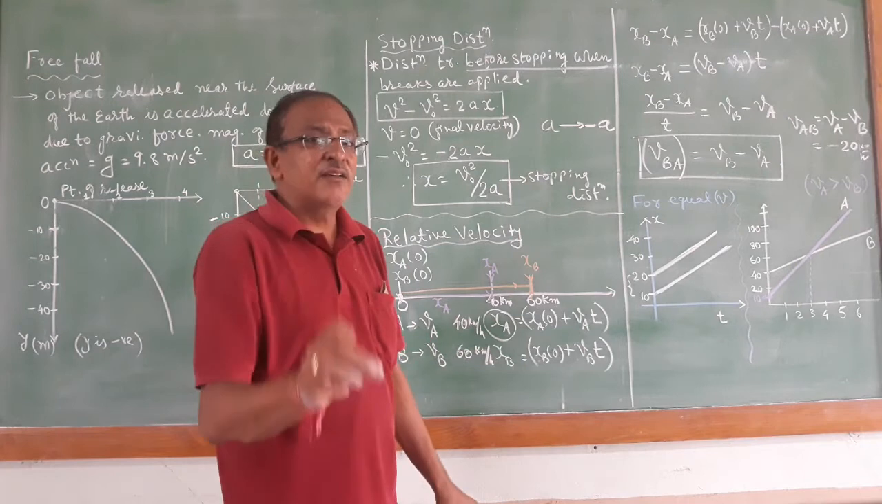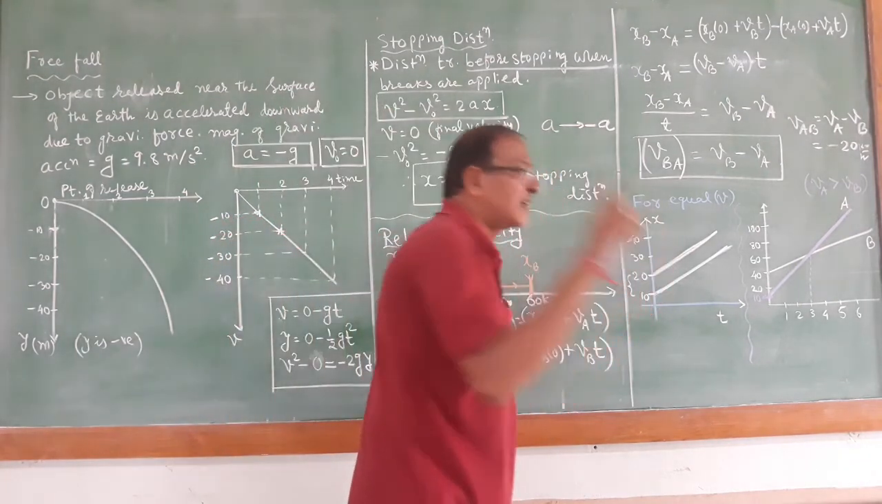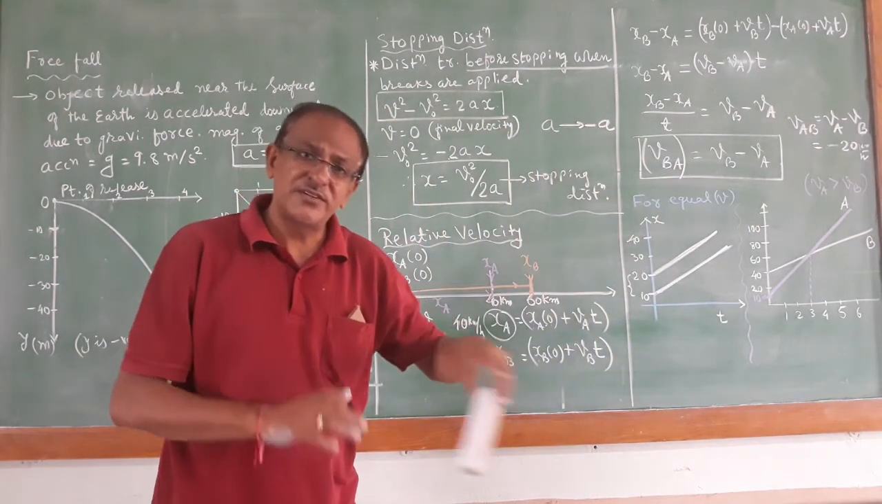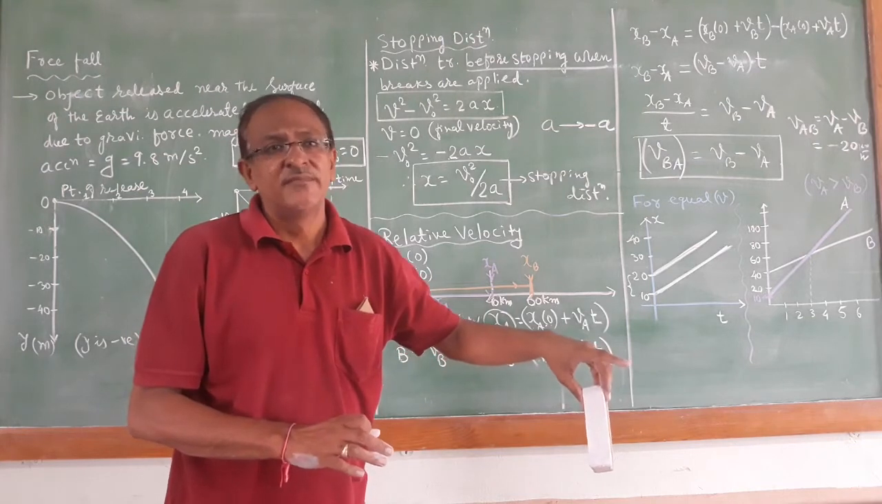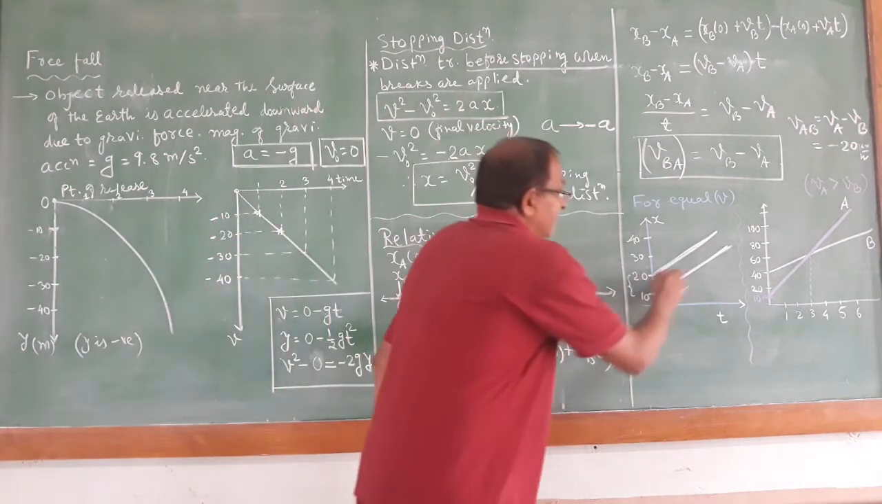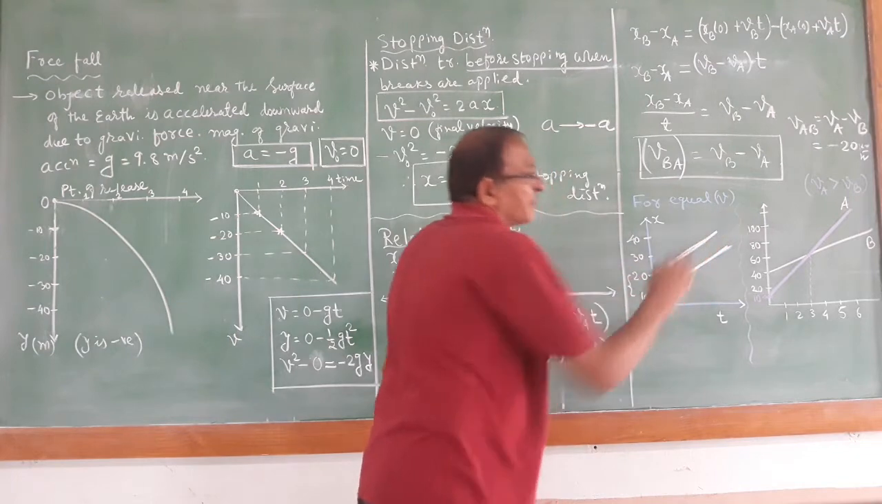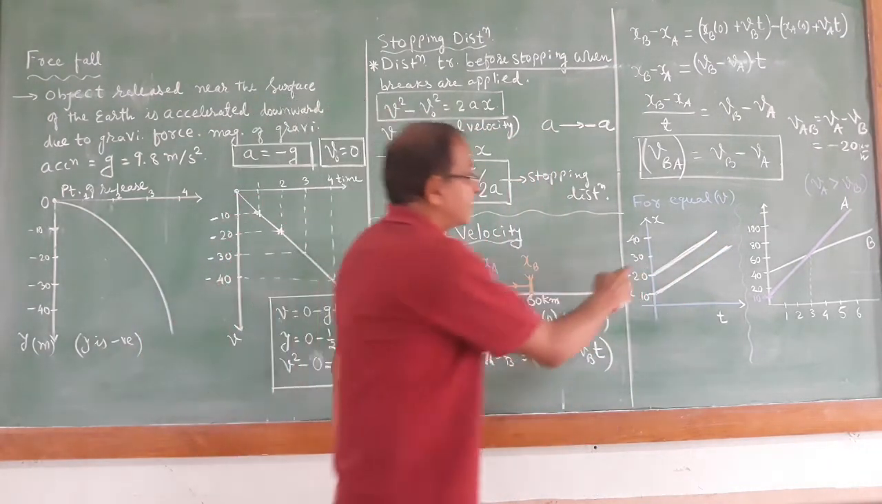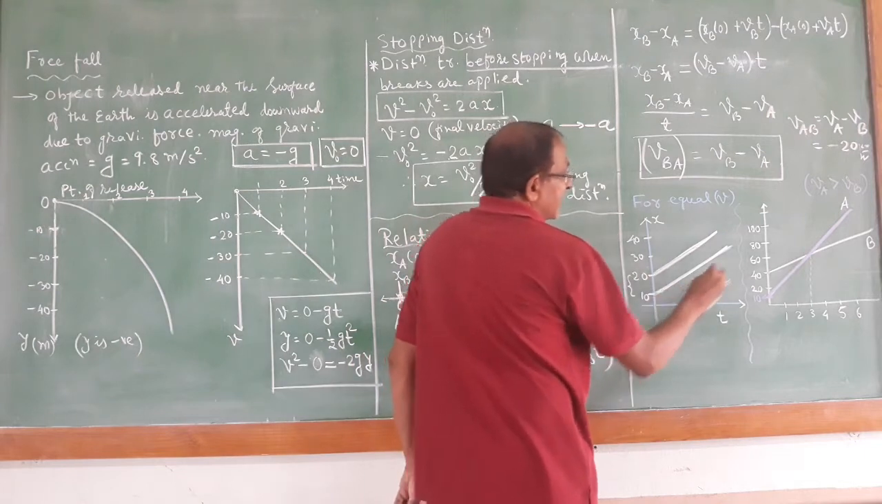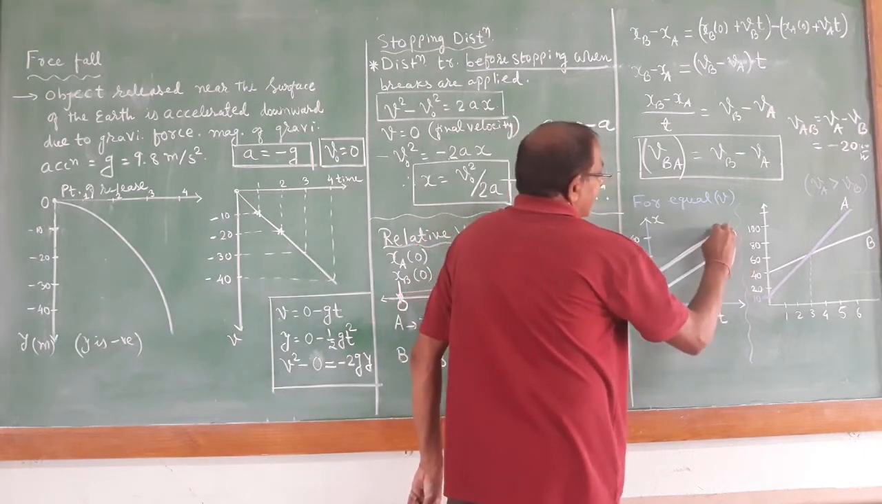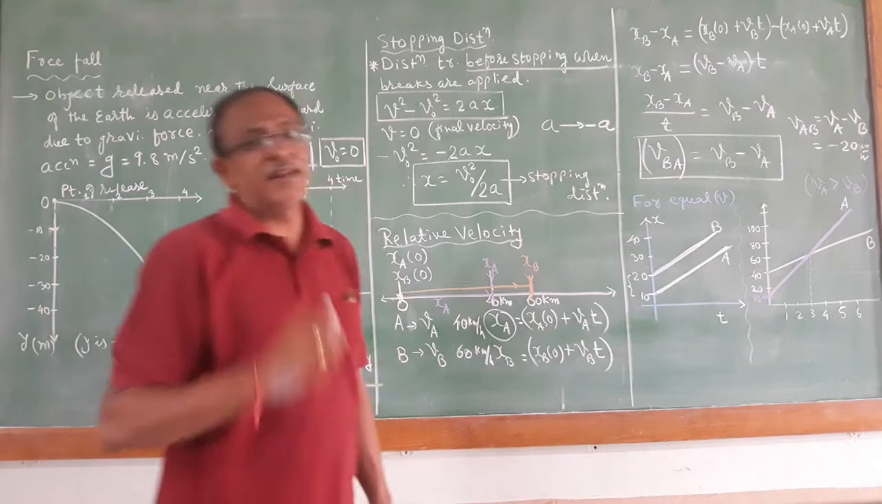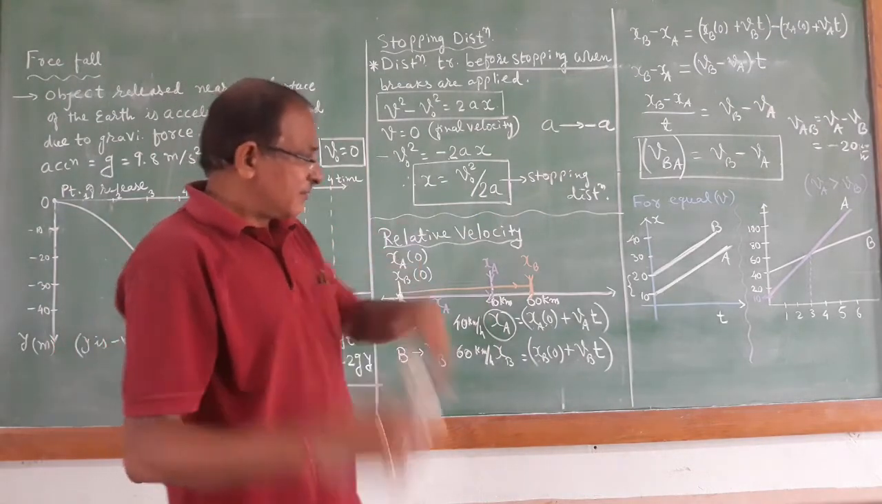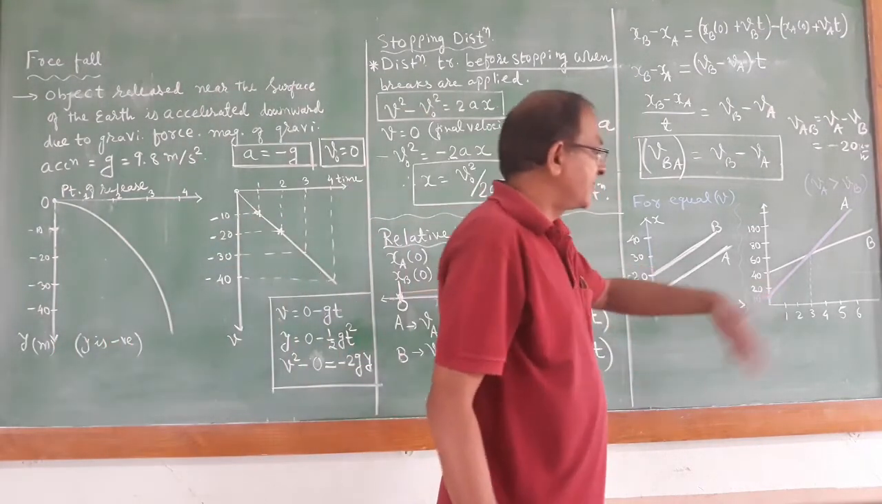So if they are moving with the same speed, keeping some distance between them initially, then they will never meet, or their x versus t graphs will be parallel to each other. So x versus t for A and x versus t for B will be parallel. Now, keep some distance here.